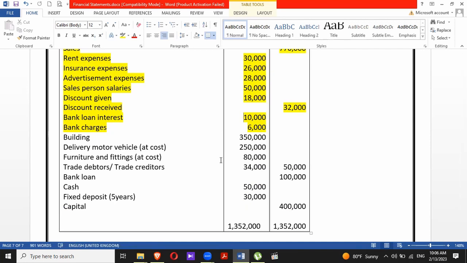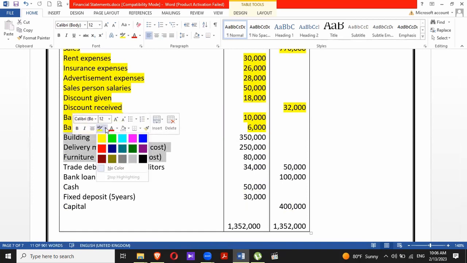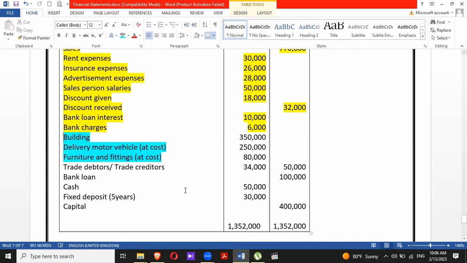All income and expenses come under profit or loss. All assets, equity and liabilities come under the statement of financial position. Building, delivery motor vehicle, furniture and fittings come under the statement of financial position, right? I'm going to highlight them using blue color, the things which are included in the statement of financial position.